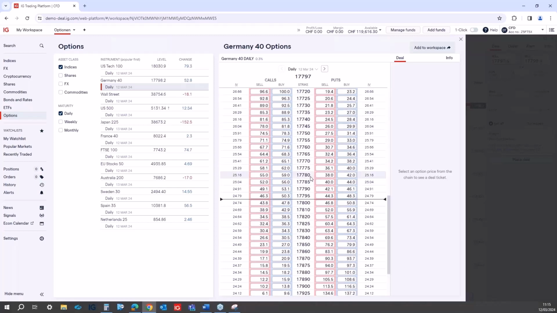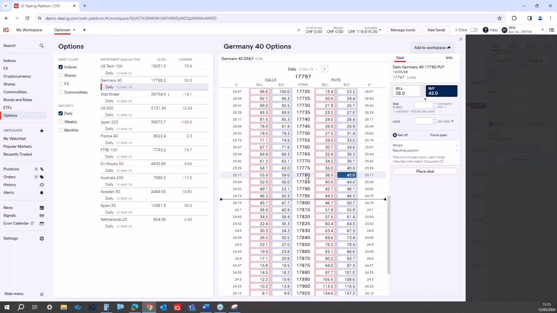Okay, let's take, for example, strike 17,780. So I am saying, okay, if prices drop until 80, I am okay to take a loss. As of then, I want to be protected. So I want to buy the right to sell at expiry my DAX at 17,780. For that, I am paying this premium, 42.4 per point.